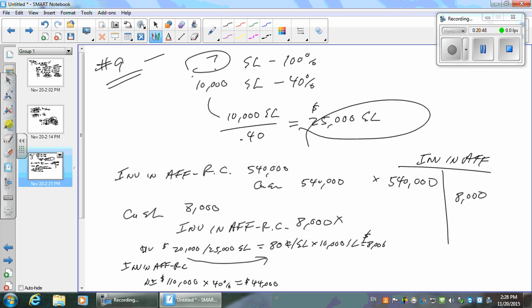RC. So if I ask for the journal entries, this is what you do, right? And credit what? Income from affiliate. Income from affiliate, or equity interest in income of affiliate, sometimes called.